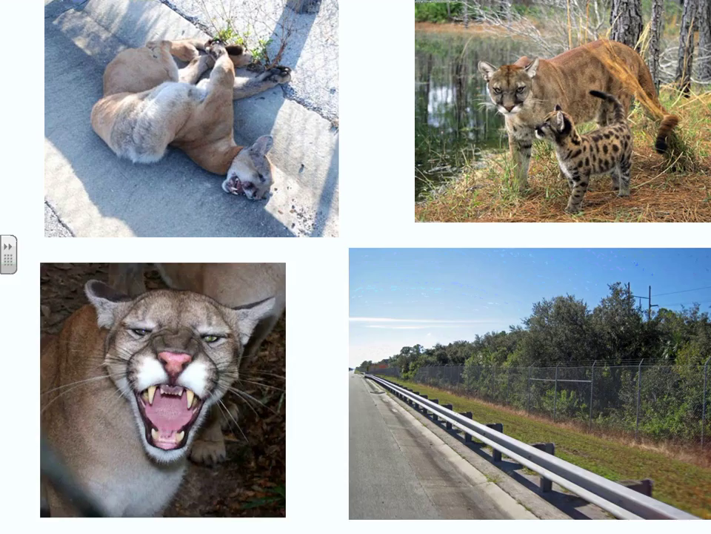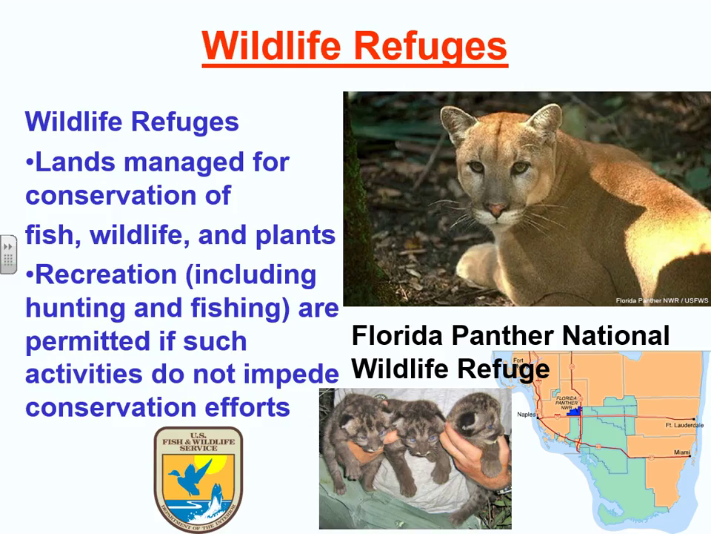And so it says too that the land is managed for conservation of fish, wildlife, and plants, and you are allowed to go there, so recreation is permitted. Depending on where it is, you can fish, you can hunt, and you can do a whole bunch of things as long as you're not interfering with the animal that it's saving. So for the Florida Panther Wildlife Refuge, you're allowed to go there in certain areas, as long as you're not going to hurt the numbers of the Florida panther. So small area that you're allowed to hike through.